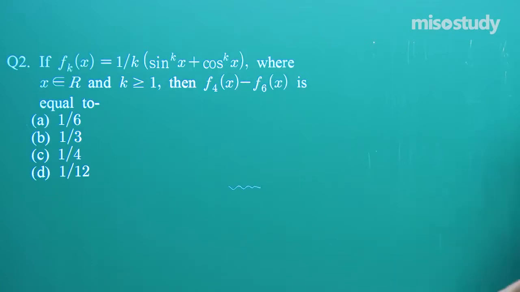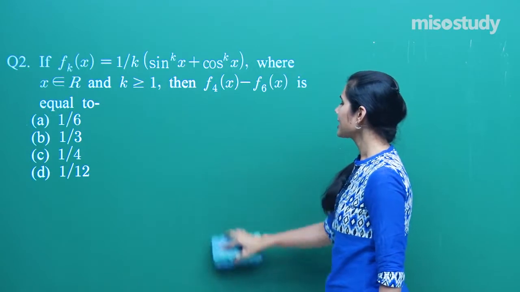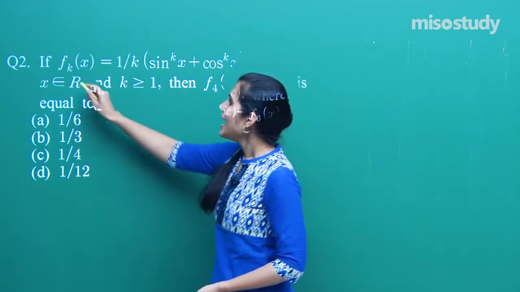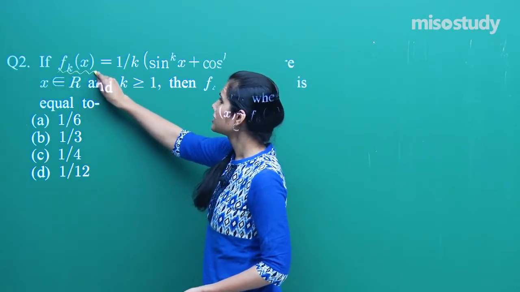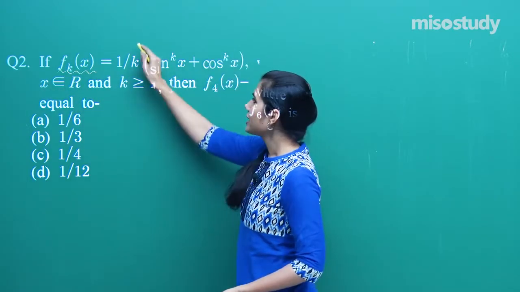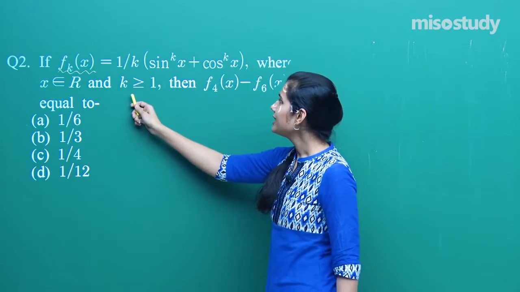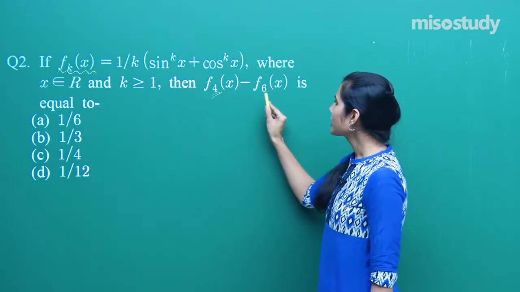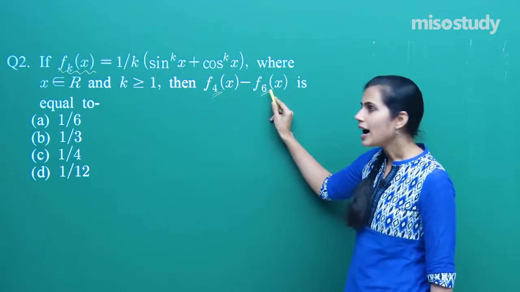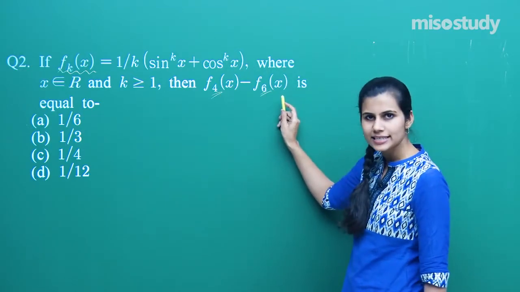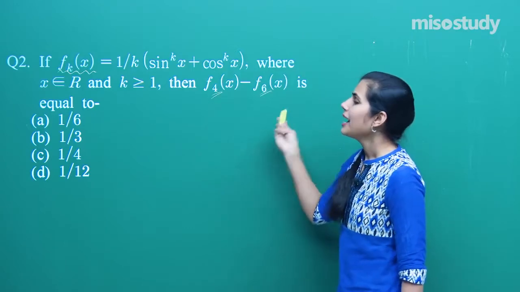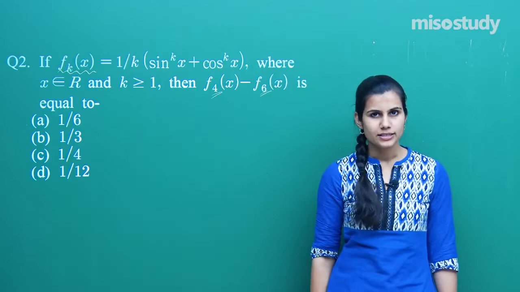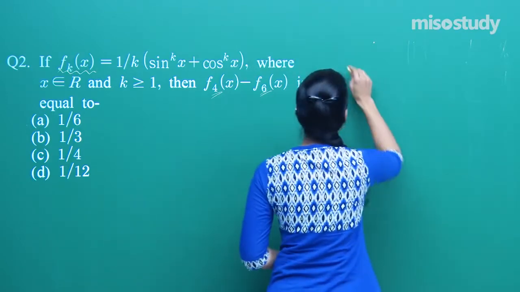What is the question trying to say in this second part? It is trying to give you the value of f_k(x), which is this particular expression for k greater than or equal to 1. Then for k equal to 4 and for k equal to 6, we have to find f_4(x) and f_6(x), subtract them, obtain the value, and see which of the values are the correct ones. Let's start with this.